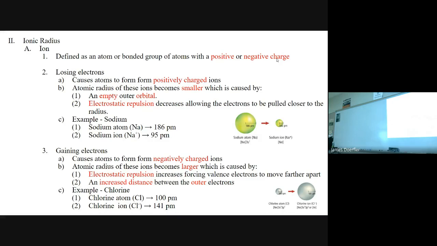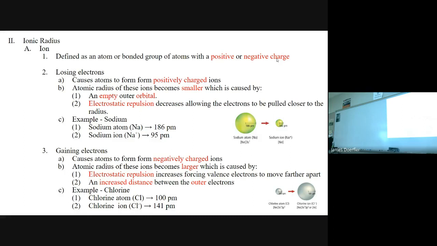But gaining electrons causes the atom to form negatively charged ions, and negatively charged ions are going to become larger than their neutral form. This is caused by a few things. When you add more electrons, you are actually going to increase that electrostatic repulsion that I mentioned, which again is going to cause electrons to move even further apart.